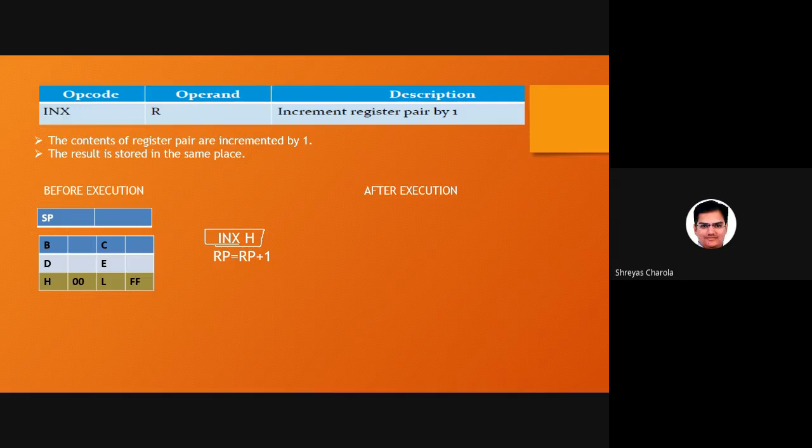Is that the answer? Think and give the answer, Harshit. 00FF, add 1, what is the answer you will get? Here we are incrementing 16 bits. Previously we were incrementing only 8 bits. So what should be the answer? 0000 is the wrong answer, Harshit.